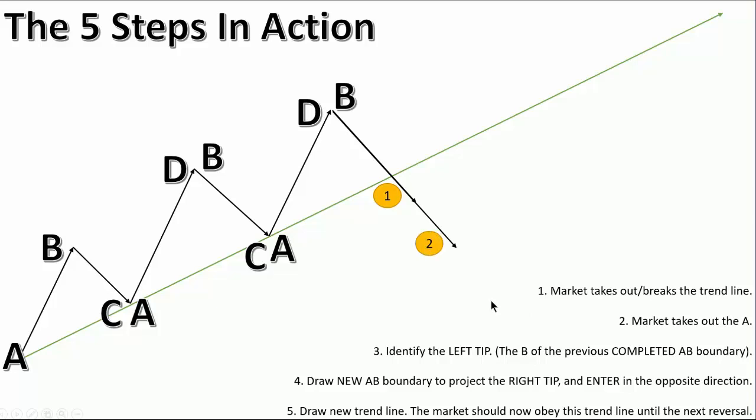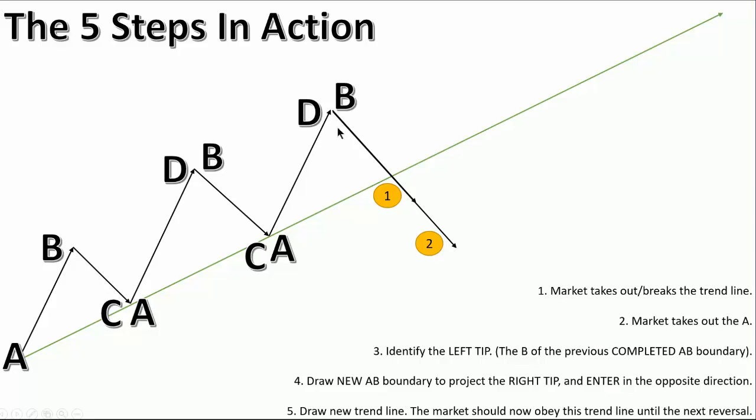The way that we're going to do that is by moving on to step number 3. Step number 3 calls for us to identify the left tip. Now, in no uncertain terms, I just want to put this out there right now: the left tip must always be the B of the previous completed AB boundary. Right? It's not going to be this point right here for 2 reasons. Number 1, the center tip needs to be the most prominent point of the entire reversal.